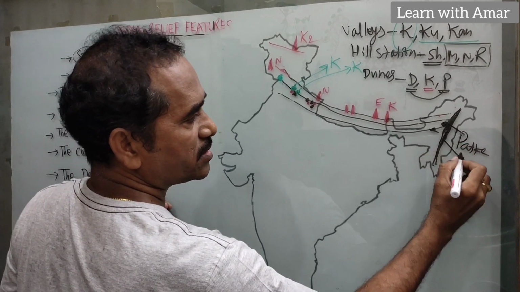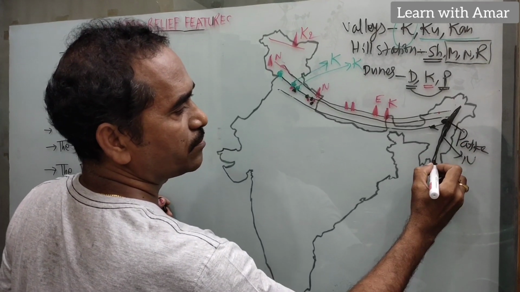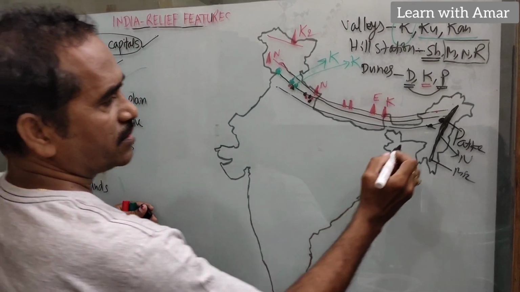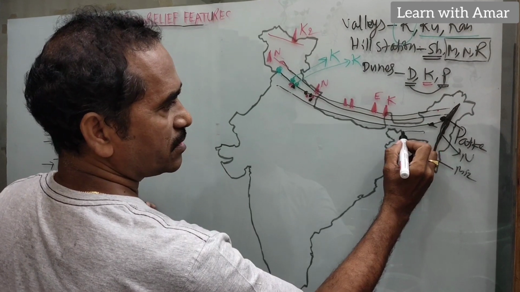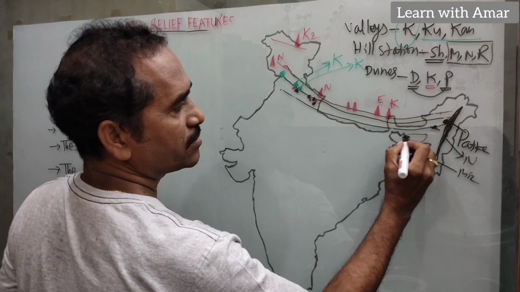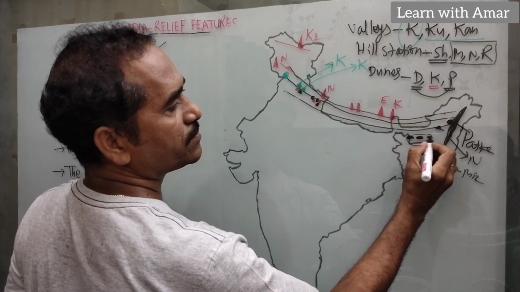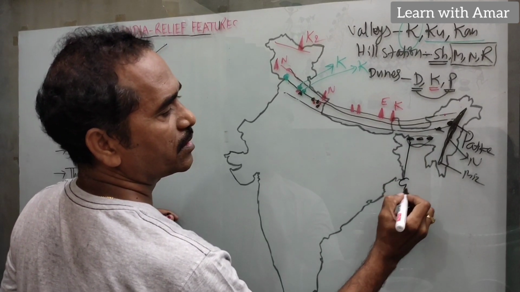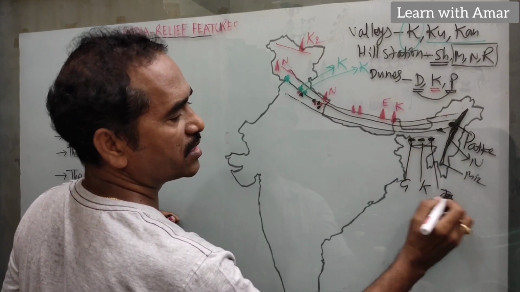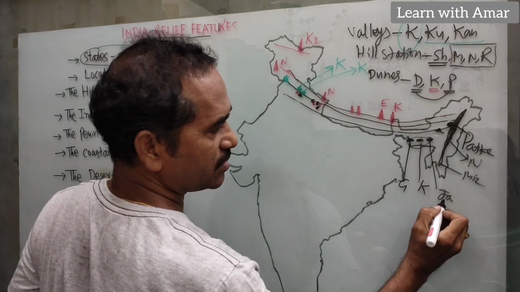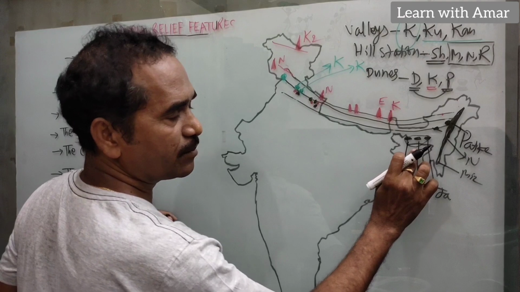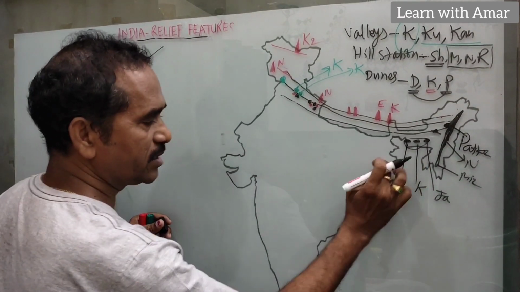Then Naga Hills, and Mizo Hills. Okay, let's move on. Already we discussed this is the Meghalaya Plateau. Here also we find three hills, 1, 2, 3: Garo, Khasi and Jaintia. In our textbook it is given that Khasi Jaintia belongs to Purvanchal. Actually this Meghalaya Plateau belongs to peninsular India.